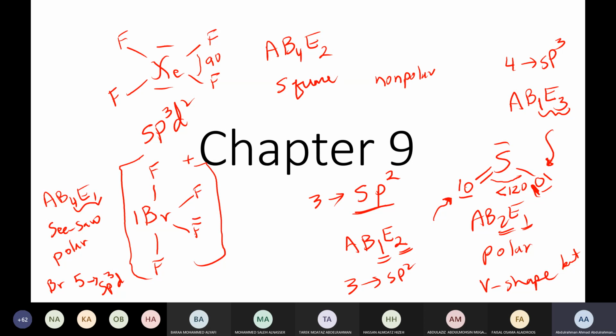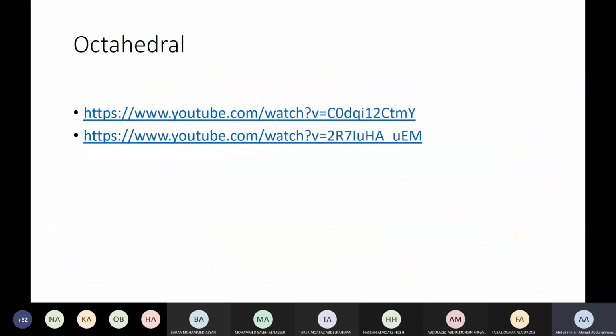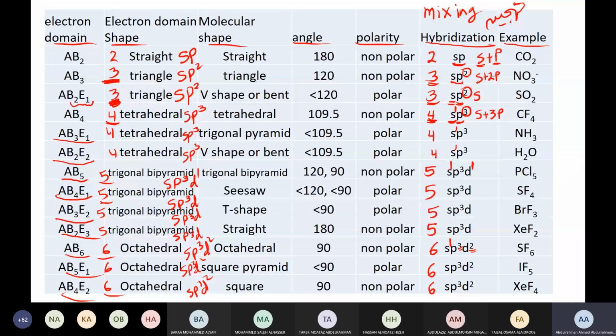Good. Let's take any fluorine. What's the electron domain of the fluorine? AB1E3. What's the hybridization of the fluorine? SP3. Fantastic. So, as I said, sit down today, not tomorrow, and memorize everything in this table. Everything. Okay? And we will continue the discussion.